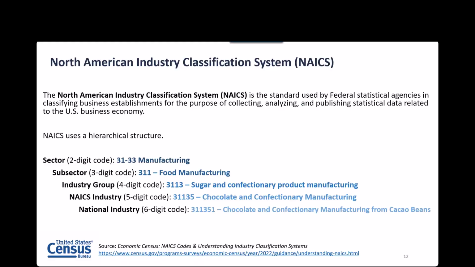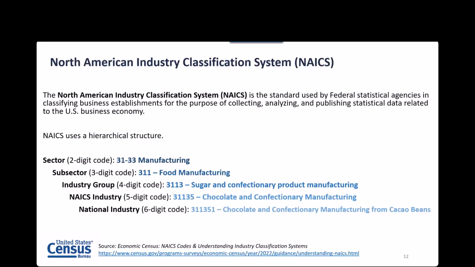So when you're looking at the economic data, County Business Patterns uses this. You want to look at the North American Industry Classification System, or NAICS. This is the standard that's used by federal statistical agencies in classifying business establishments so that we can basically collect data, release data, and just have a nice standard for it.